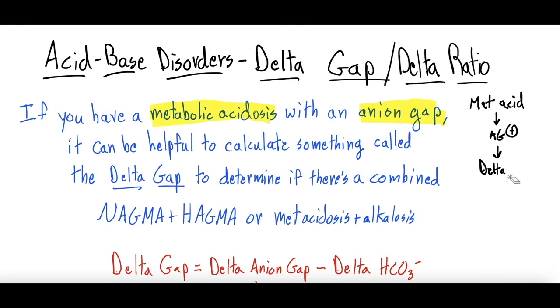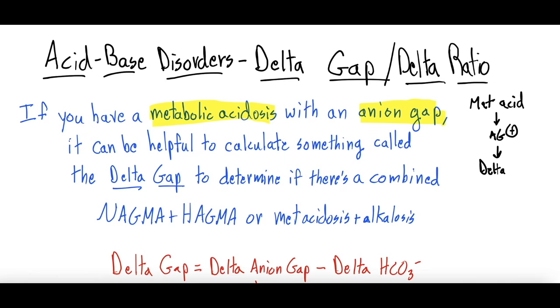We'll just put delta. The verbiage here can get confusing. People say delta gap, people say the delta, people say the delta ratio. All of those are looking at the same thing, but they just look at it using slightly different equations. Delta gap, delta ratio, all of that is working to get to the same conclusion, just in different ways. And we'll go over some of that.